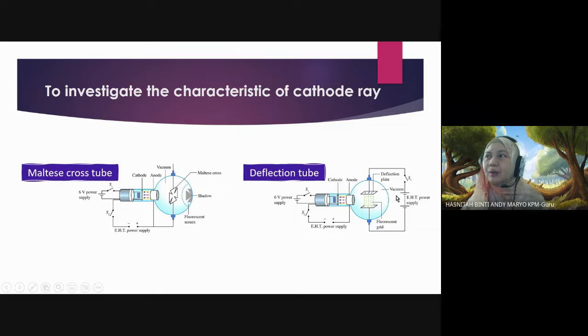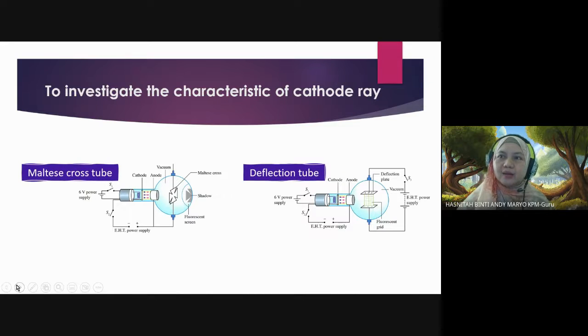Another one is called a deflection tube. We insert a deflection plate inside the tube, so you can see the difference between these two structures. On the left, Maltese cross tube. On the right is deflection tube. The structure is about the same: the cathode, anode, the EHT, and the normal power supply. But for the deflection tube, we add another EHT power supply, connected to both the positive plate and negative plate of the deflection plate.